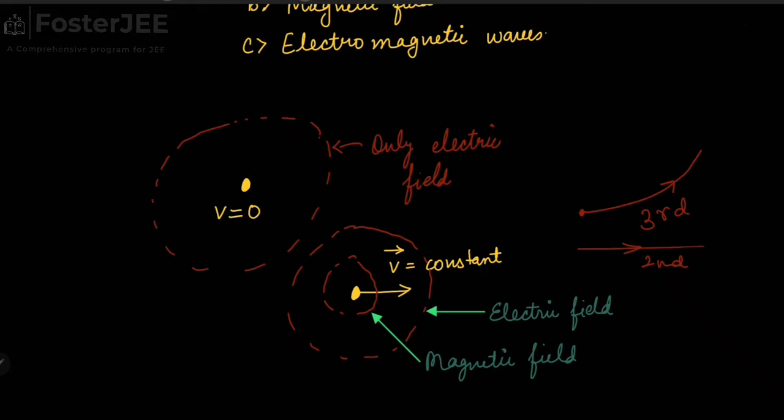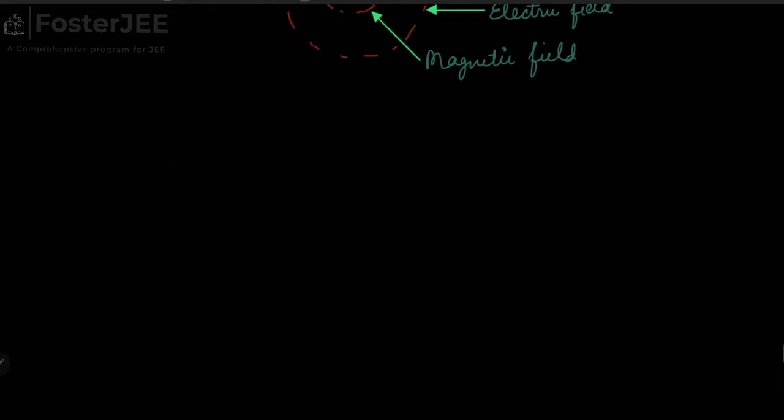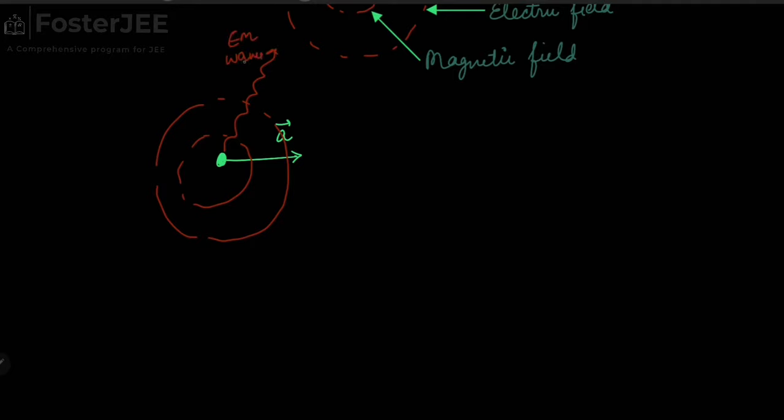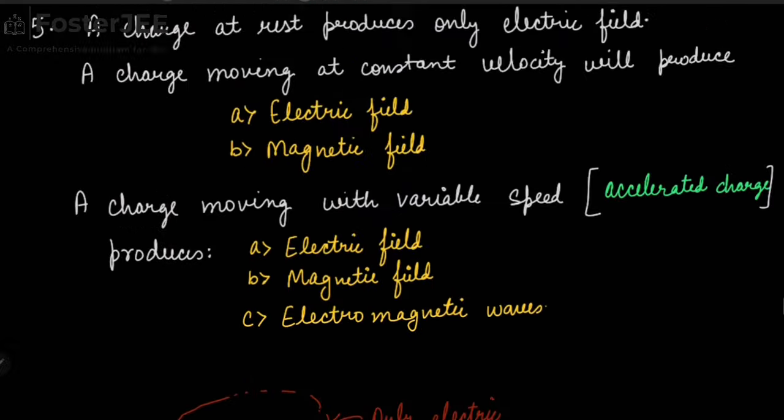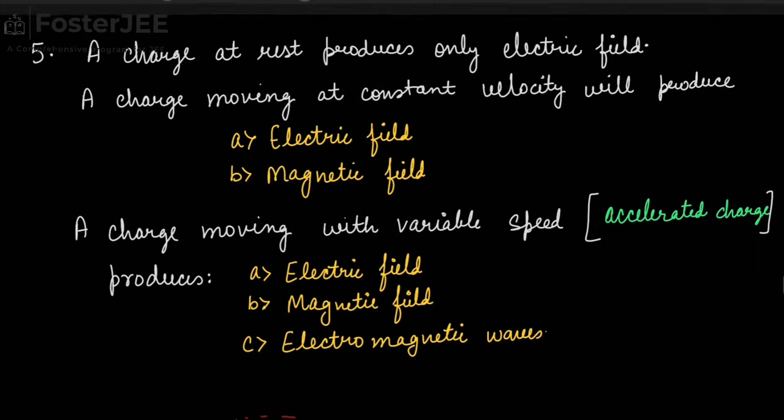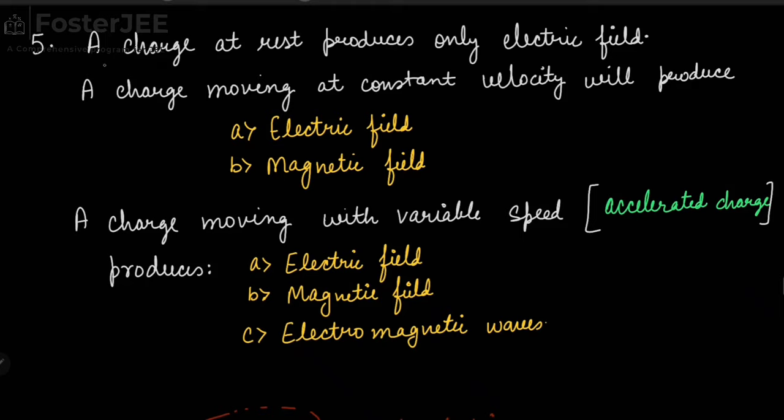Now, coming to the third case, if a charge is moving with an acceleration, then it will produce electric field, some magnetic field, and it will also generate some sort of electromagnetic wave, EM wave. Now, we will discuss all this in upcoming chapters. But for the time being, our chapter deals with the charge at rest, which produces only electric field.